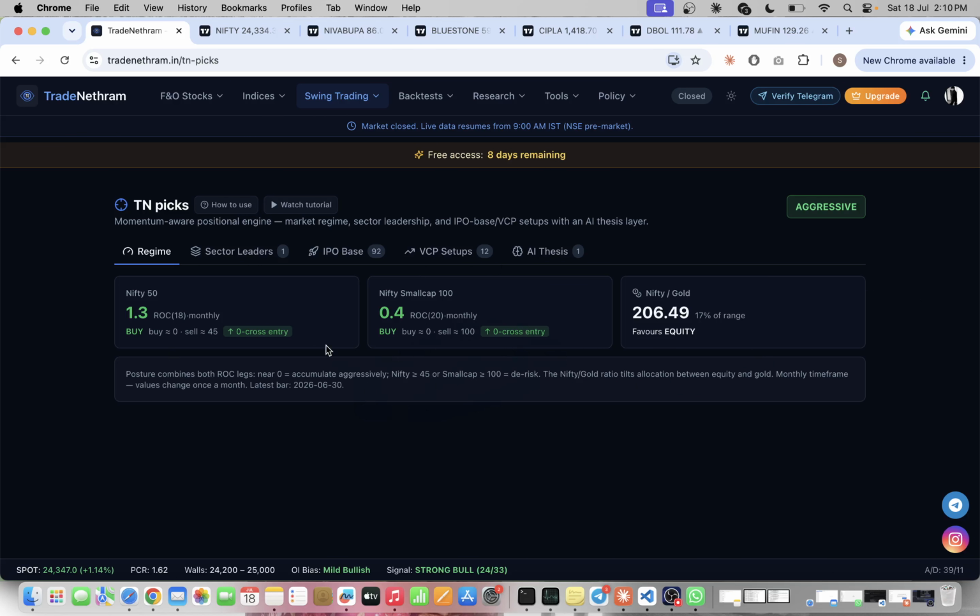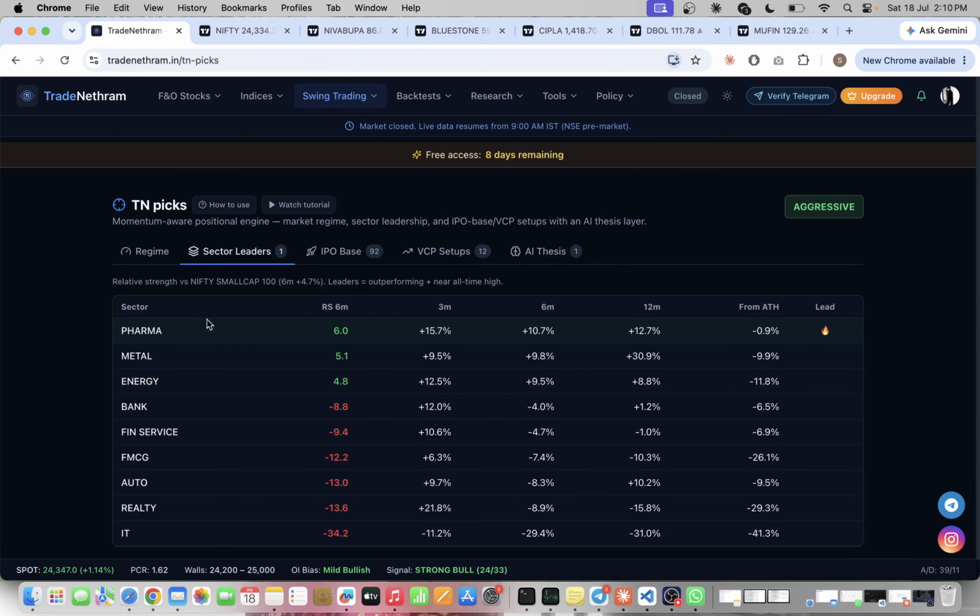So this is the basic information about the regime. If I want to be aggressive, if I want to be conservative, or if I want to book some profits, I will be deciding based on this. Sector leaders, which I have already discussed, displays the sectors which are leading right now. Okay, and that's about it.